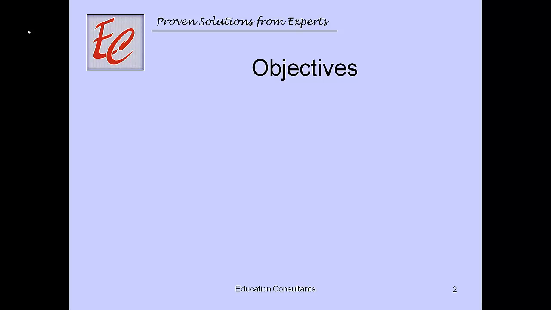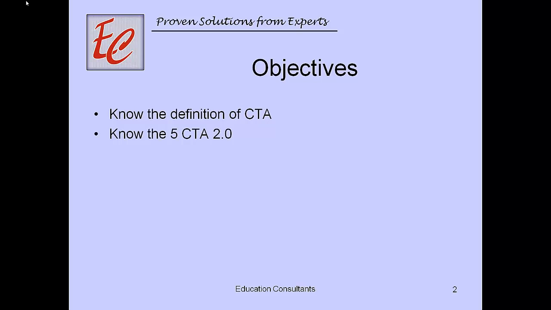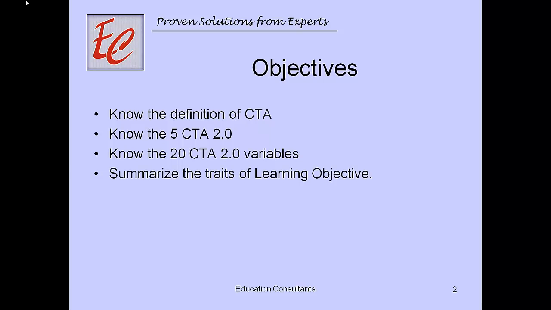The objectives of this video are: 1. For you to know the definition of CTA. 2. For you to know the 5 CTAs in this 2.0 version. 3. For you to know the 20 variables that we look for in these 5 CTAs. And 4. For you to summarize the traits of a good learning objective system.